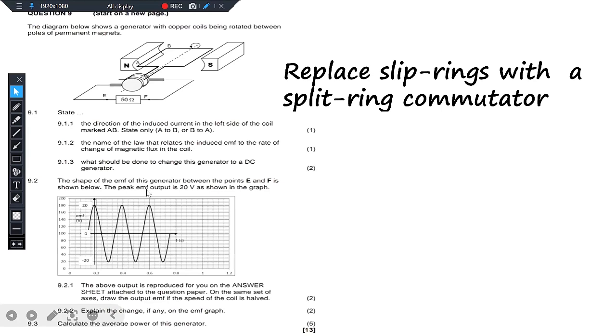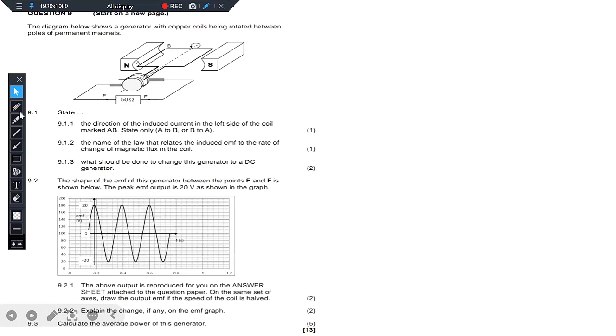Now, let's go to 9.2. It says the shape of the EMF of this generator between the points E and F is shown below. The peak EMF output is 20 volts as shown in the graph. Now for 9.2.1, on the same set of axes, draw the output EMF if the speed of the coil is halved.